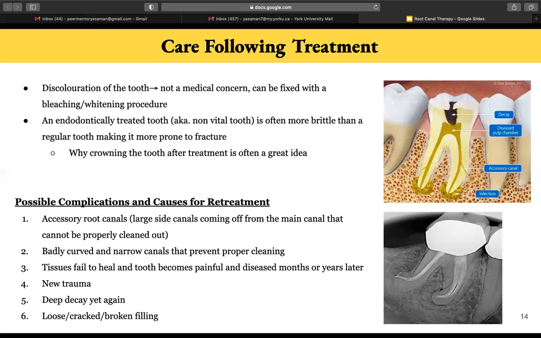The fourth reason is possibly new trauma happening to the tooth, putting the tooth at risk for retreatment again. And then if there's deep decay, the tooth is exposed. And if there's another loose, cracked or broken filling that is not taken care of properly and on time, then it's going to require retreatment of the tooth with another root canal procedure.